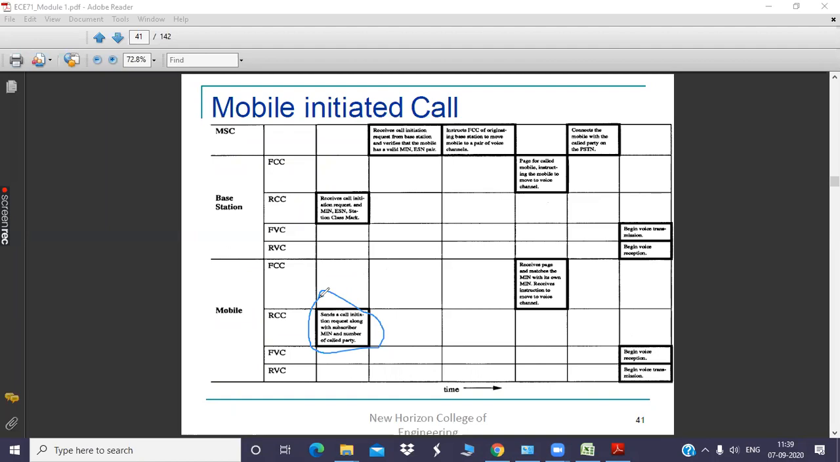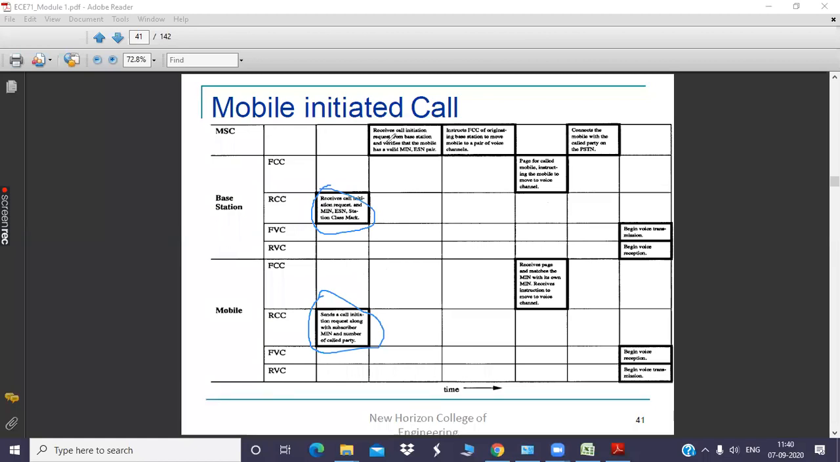between the two subscribers. Okay, so in that request, the mobile user, whoever is initiating the call, will send a request. Along with that request, he will send the destination subscriber's MIN number also. So that MIN number is received at the base station through the RCC. Okay, after reception, he will send this to the MSC.